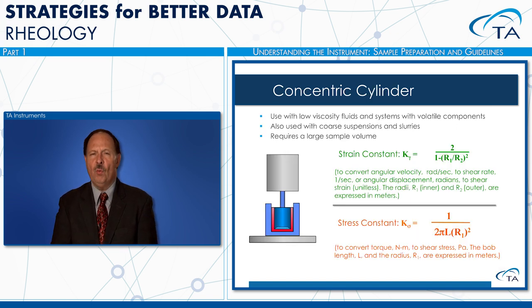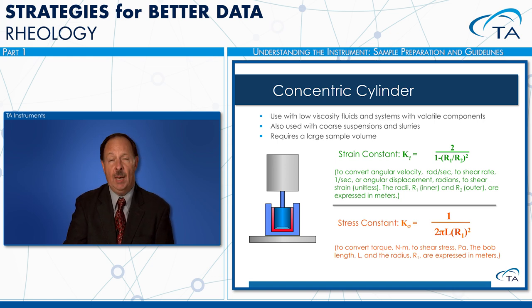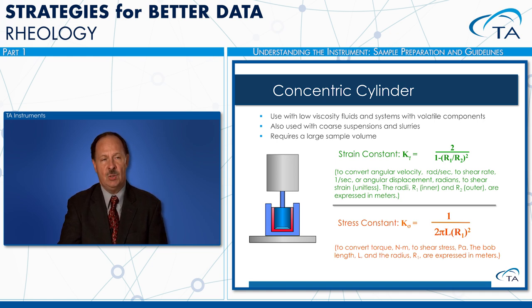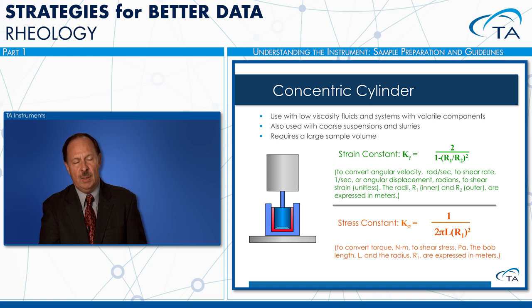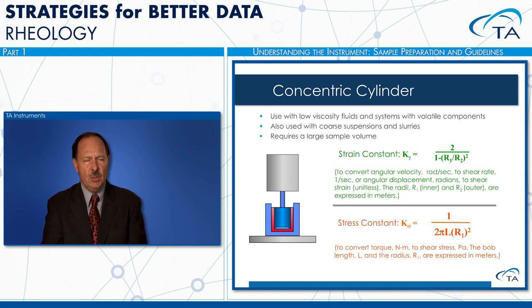Okay, so let's go over these one by one. With the concentric cylinder, which has been used for a long, long time to characterize materials and paints and coatings, as well as things like suspensions and slurries, one of the disadvantages is that, compared with some of these other geometries like the cone plate or the parallel plate, this requires more volume than the others. And sometimes cleanup could be a little bit more complicated and a little bit more of a mess than it is with the other geometries.